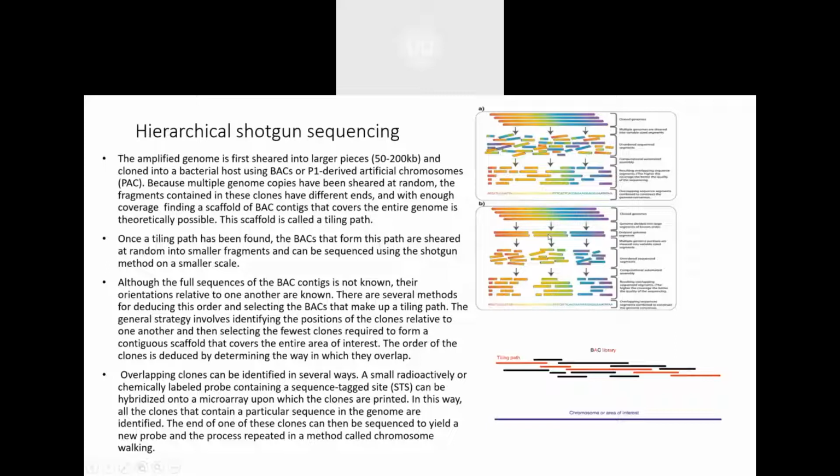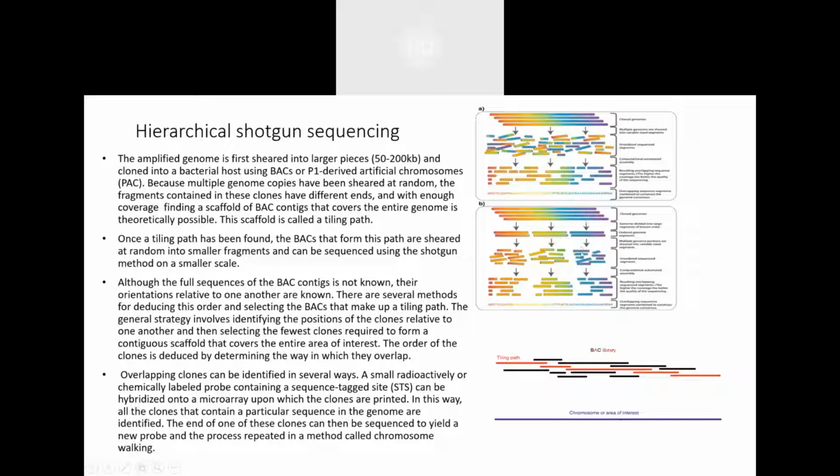Now, this one we come to know from this figure. We have two figures, A and B. Now, the figure shown by B is the one that is pointing out this hierarchical shotgun sequencing. So we have the genome that is first sheared into the larger fragments, and then it can be cloned into a host.